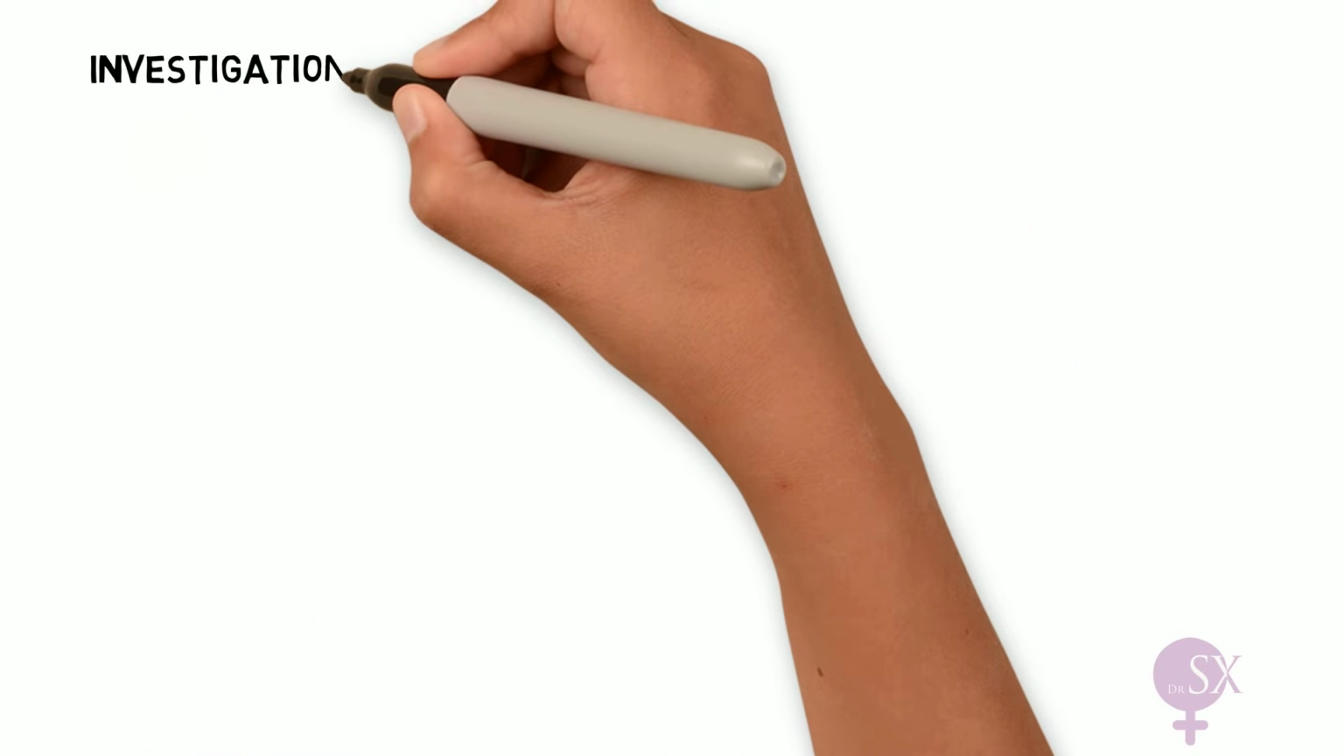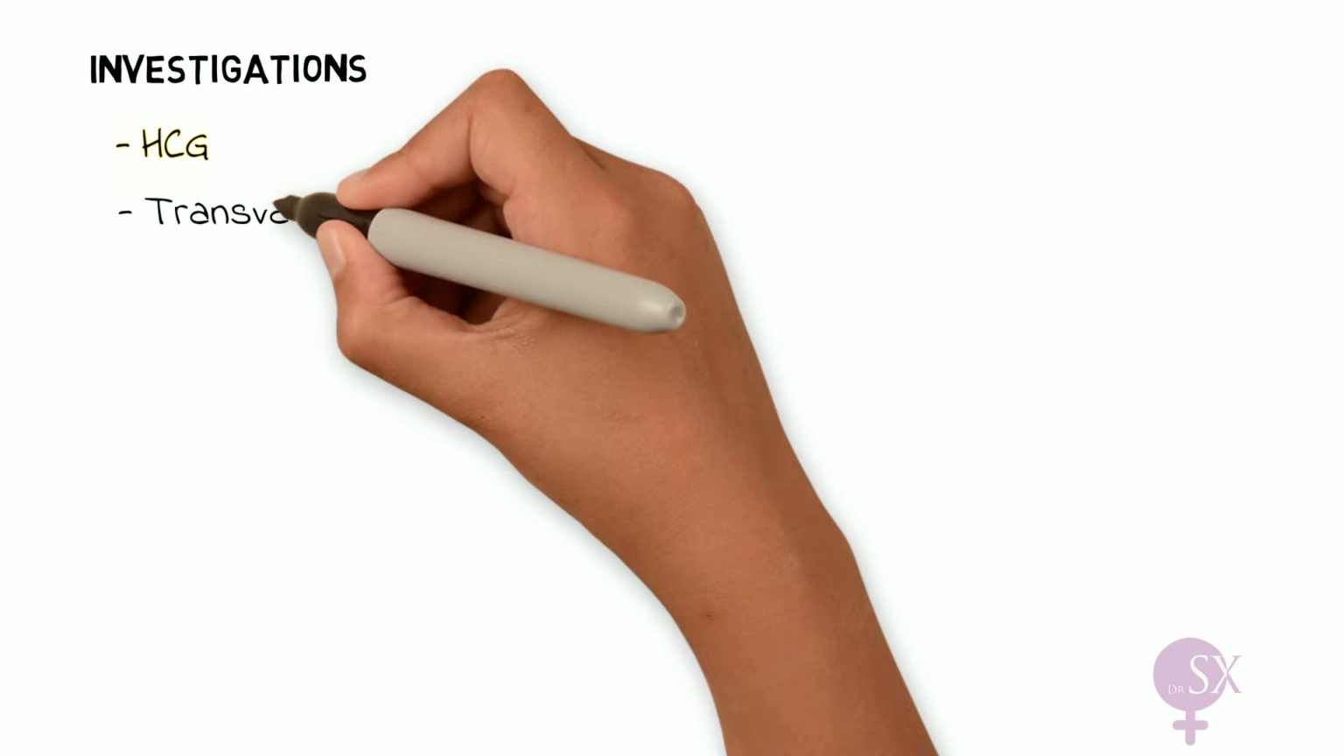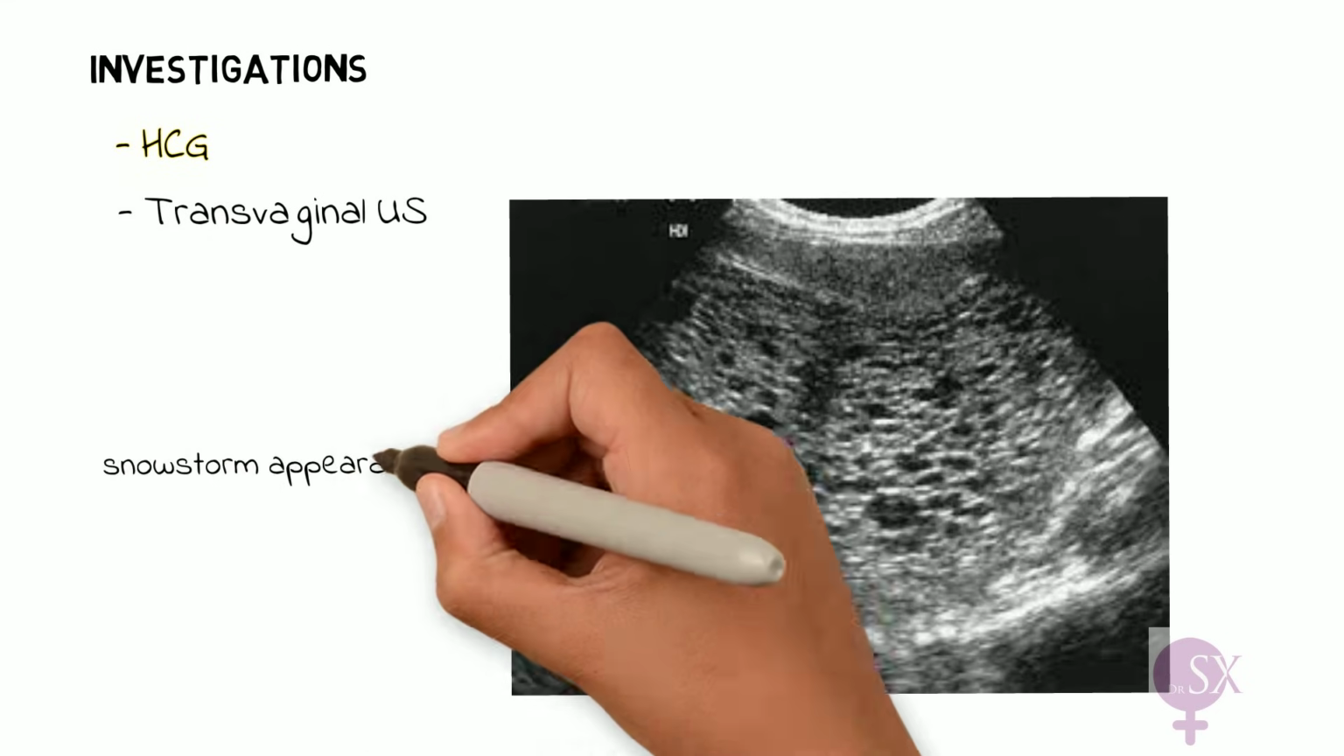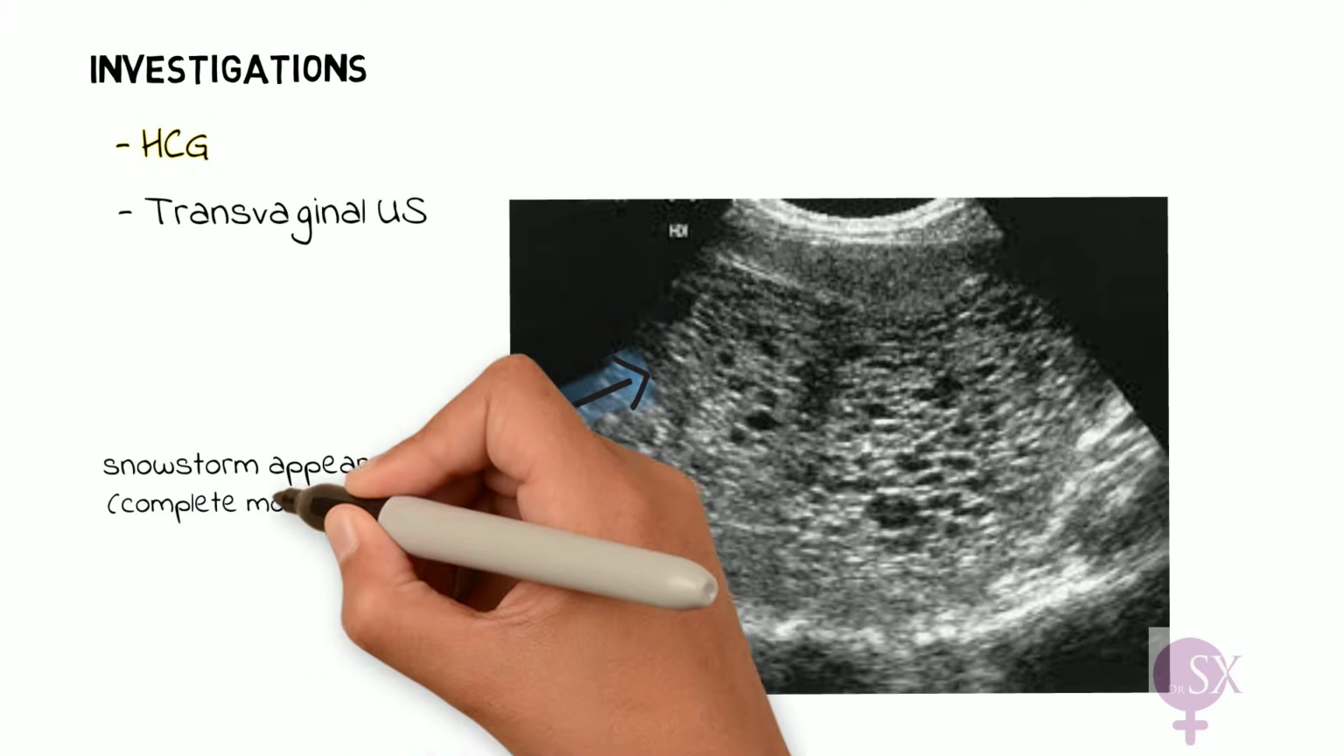Good, so how do we investigate these patients now? So, of course, we've been rambling on about HCG, so we always take a beta HCG level, which will be high. An ultrasound is also important. Classically, a snowstorm appearance can be identified on ultrasound when scanning a complete mole.